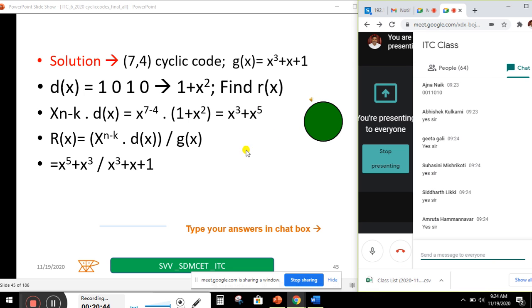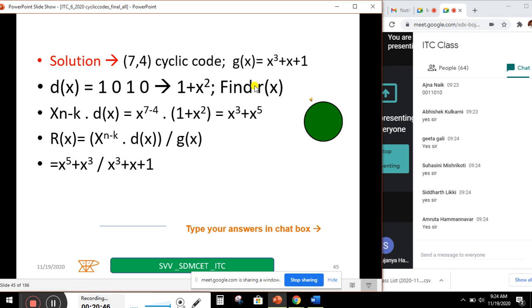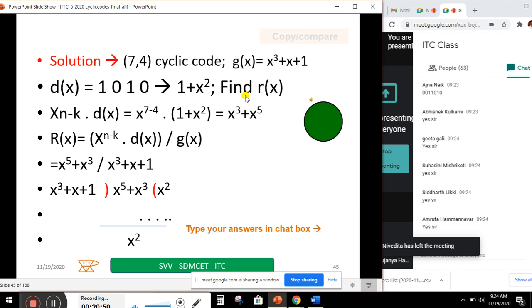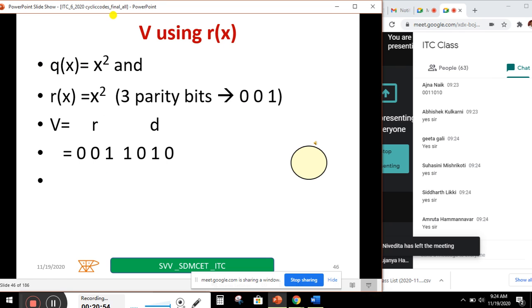Okay, let me go to the next. Answers were correct, and the answer I got is x square. It is correct, and the code word will be correct because all of you got the same q of x, r of x. 0011011.